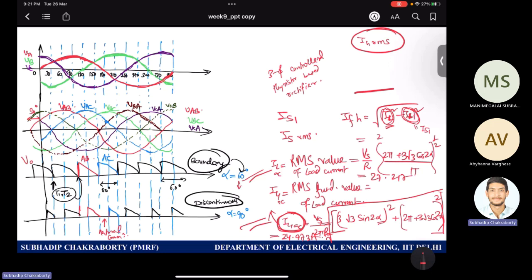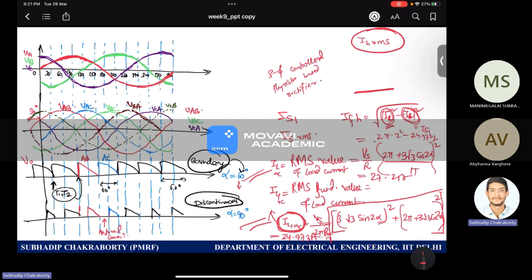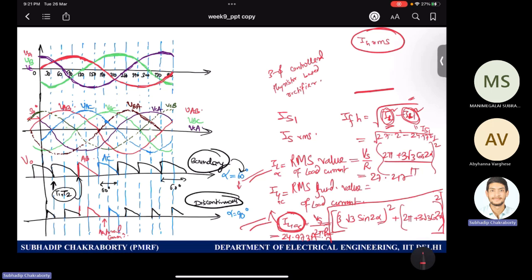So 27.2 square minus 24.97 square, whole root over. How much is it coming? I filter harmonics is 10.82, right? So 10.82 amps.